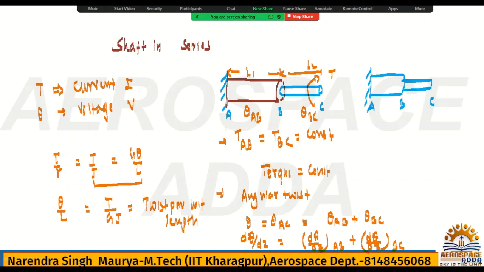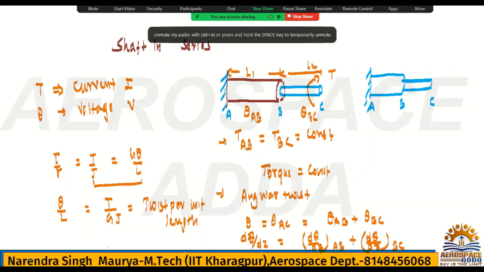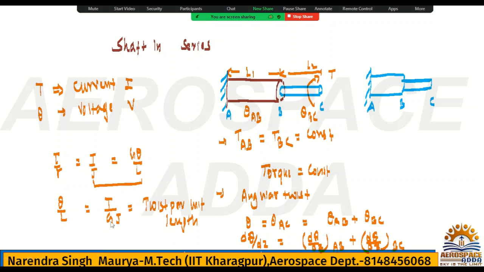So for a series shaft, this twist per unit length will be added. I mean, twist per unit length for AB will be different, and twist per unit length for BC will be different. Why? Check here, T is constant, but why is this theta by L changing for A to B and B to C? Because of this J.